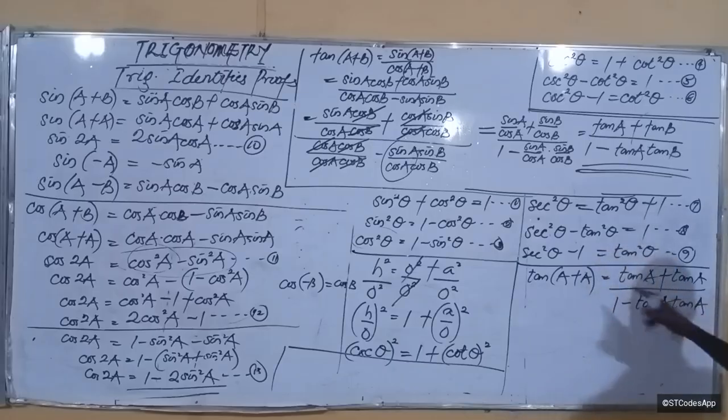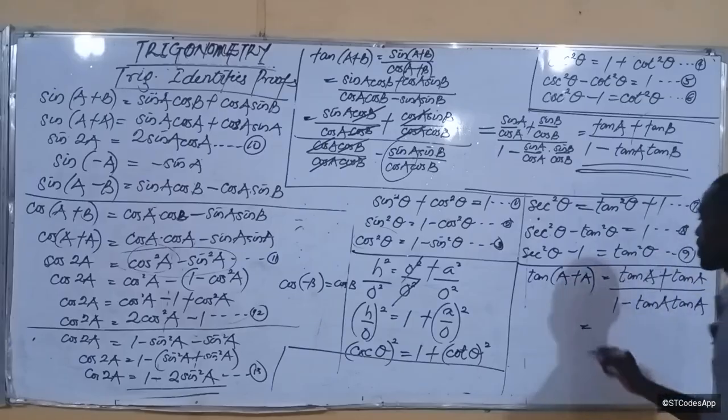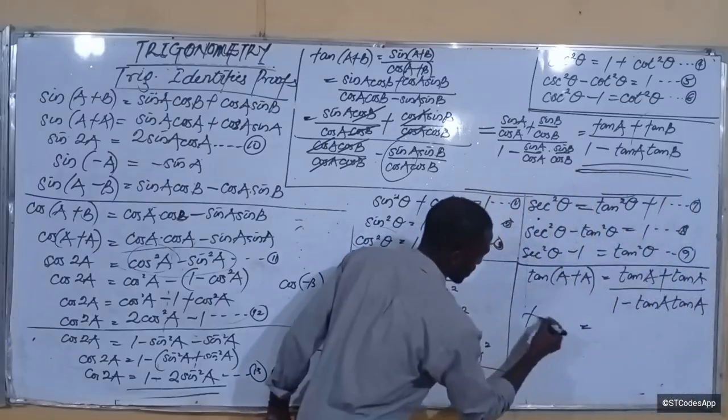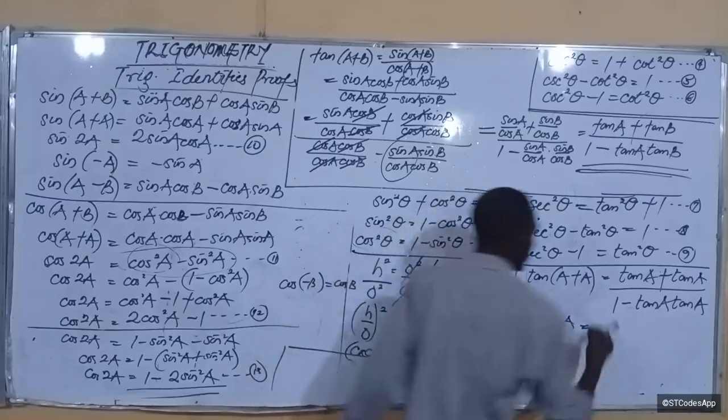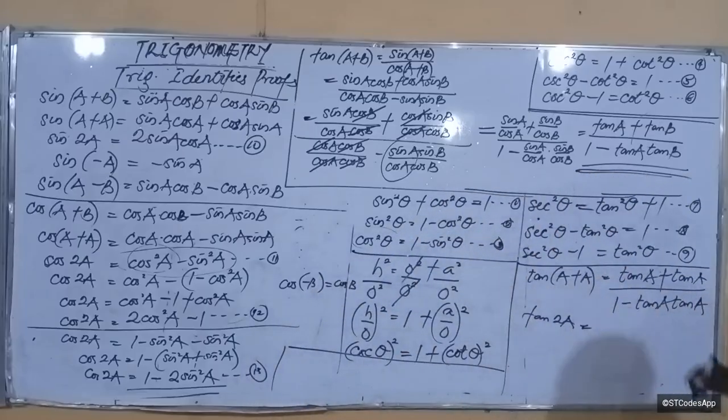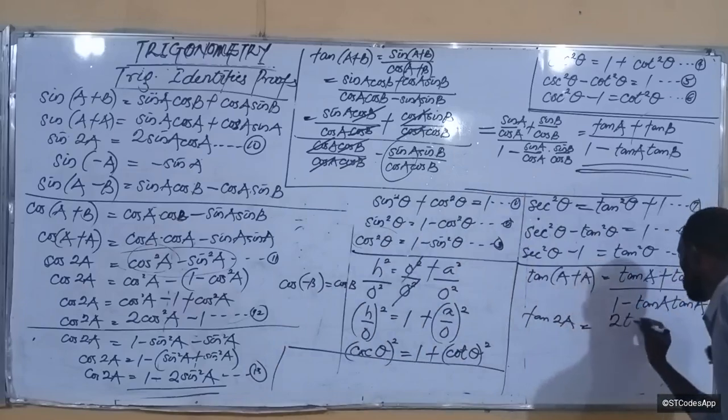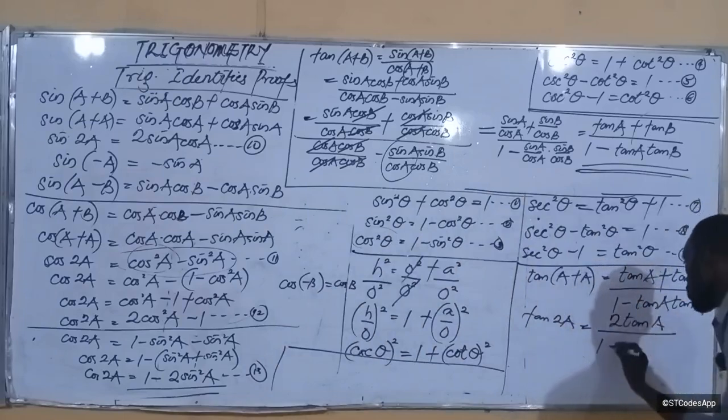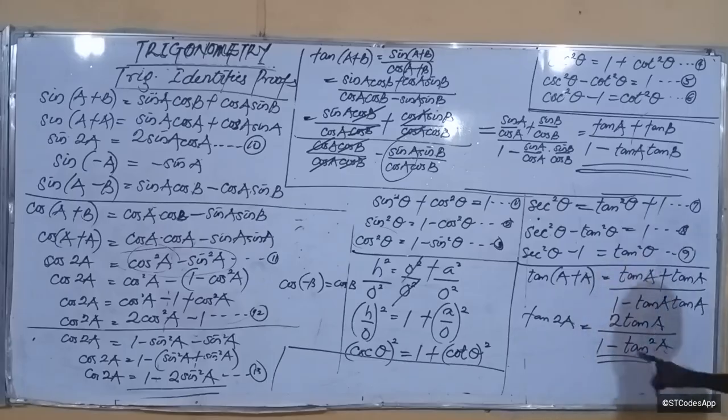So tan B here is going to be A again. So this becomes, you know that tan A plus A means tan 2A, right? So tan 2A will become tan A plus tan A, 2 tan A, over 1 minus tan A times tan A, tan squared A. So this is the proof for tan 2A.